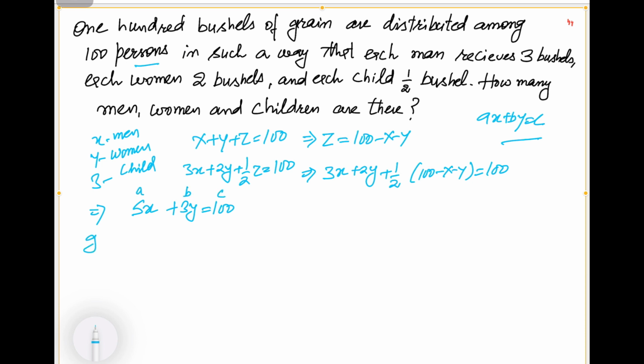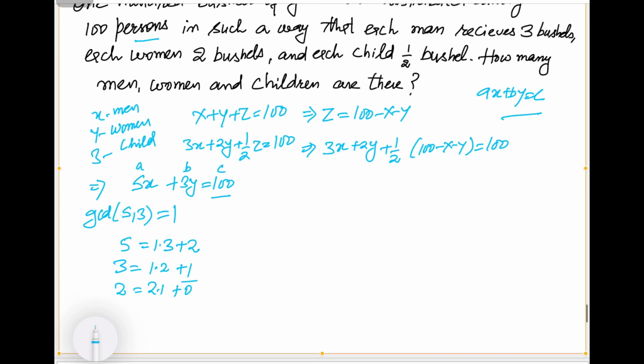So first we find the GCD of 5 and 3, which comes out to 1 because they are relatively prime. Clearly 1 divides 100. The given equation is solvable. So let's write the steps of the Euclidean algorithm to get a particular solution. So we have quotient 1, remainder 2, quotient 1, remainder 1, quotient 2, remainder 0. So here 1 is the GCD.